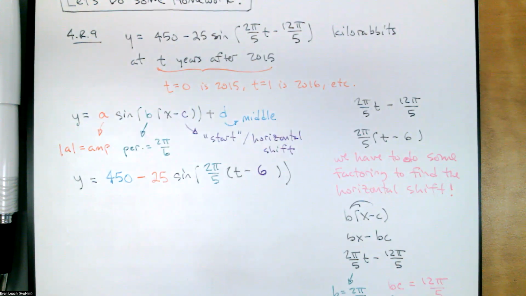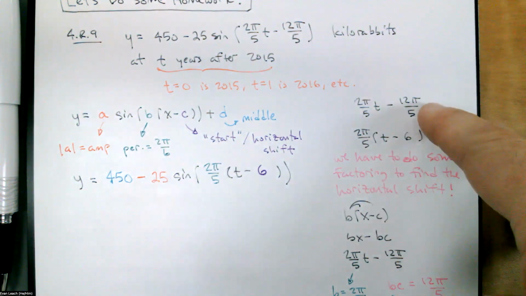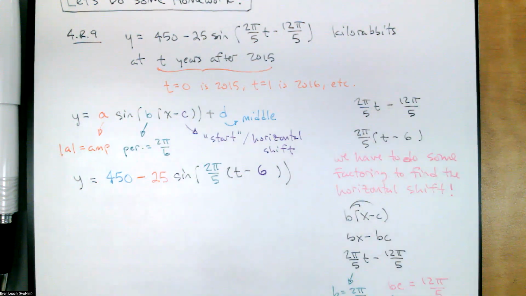You can either think about factoring out b or just take c and divide it by b. It's the same thing. That's how we got the 6. I took the 12 pi over 5 and divided it by 2 pi over 5. It just didn't look quite like I divided 12 pi over 5 by 2 pi.